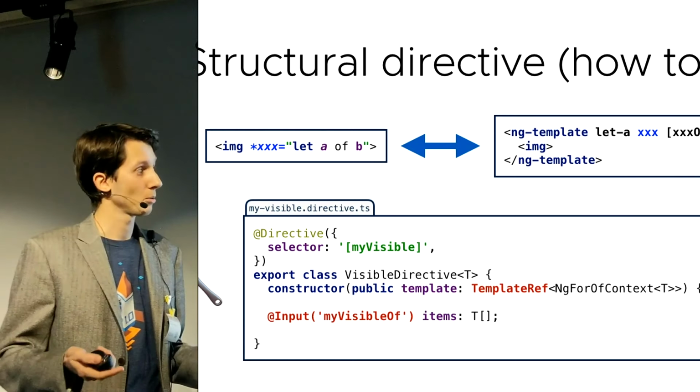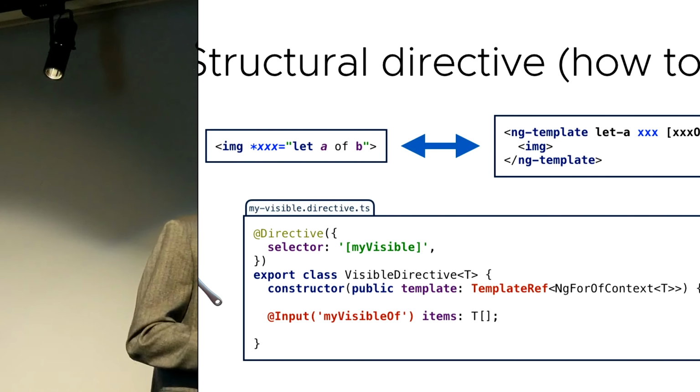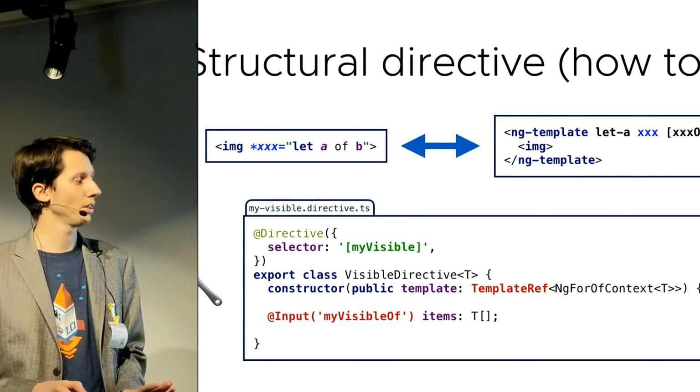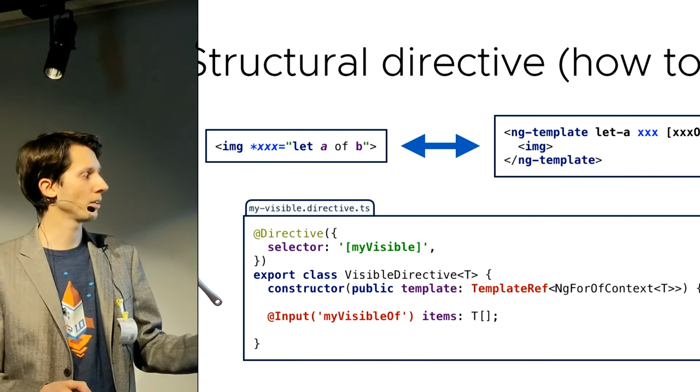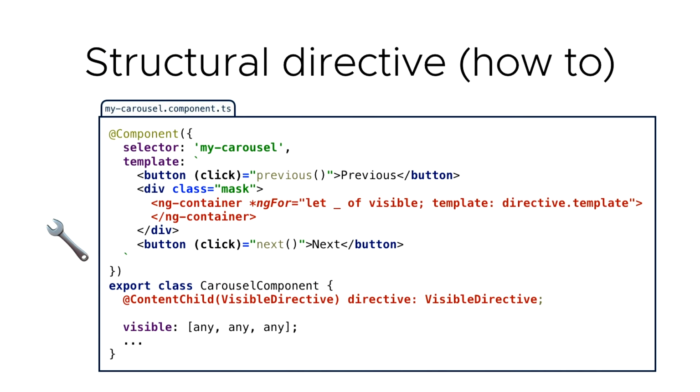Next step, this is the part that gets a bit messy, but for the sake of this presentation, I'm going to use the simplest version that I can do for this. So how do I make my carousel use this myVisible directive? I am just going to use content child. So the visible directive is inside of the carousel component. So I'm going to grab it with @ContentChild. So I have the instance of my directive, which, remember, has a template and has a list of all items that I want to iterate on. So from this, I can generate a list of 3 currently visible items.